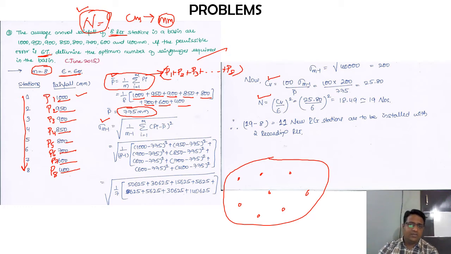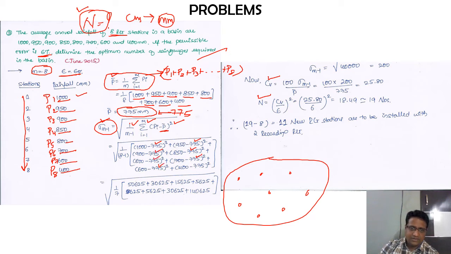Next thing is with respect to sigma m minus 1. Here it will be 1 divided by m minus 1, summation of i varying from 1 to m, of Pi minus P bar the whole square. Here also your second term P bar is going to remain constant throughout this problem. That constant is 775, and only that is going to be there in all the second terms, as I am showing over here.